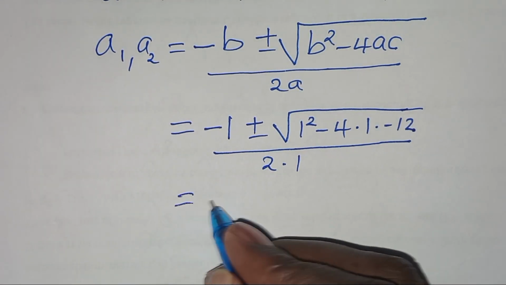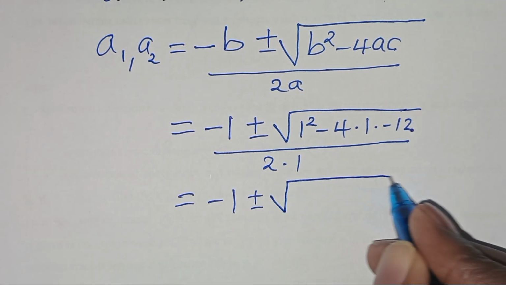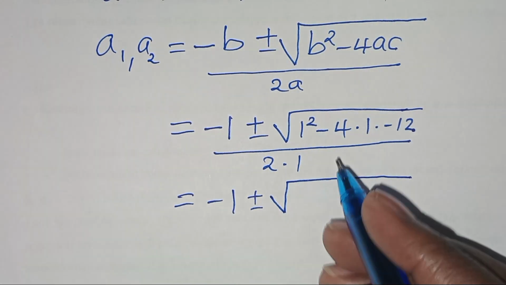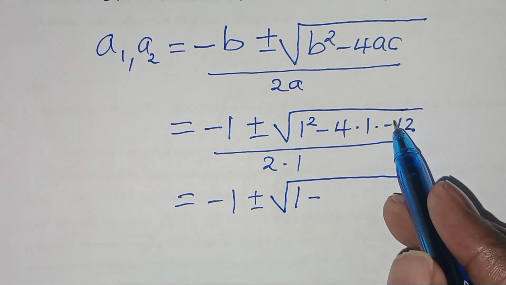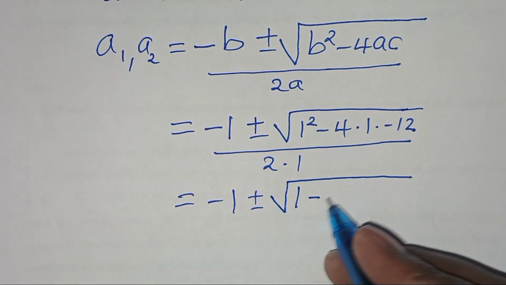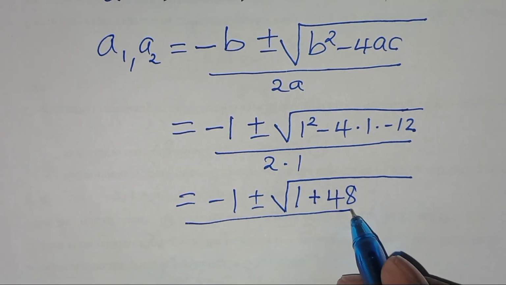So this is equal to minus 1 plus or minus the square root of 1 squared, which is 1, subtract minus 12 times minus 4. This is now plus 48, divided by 2.